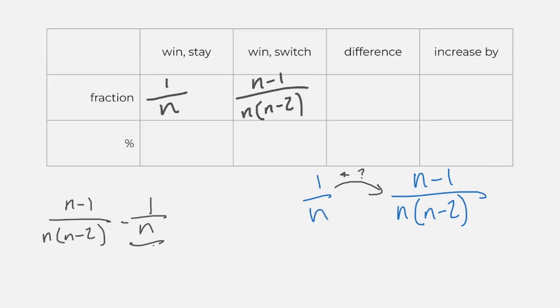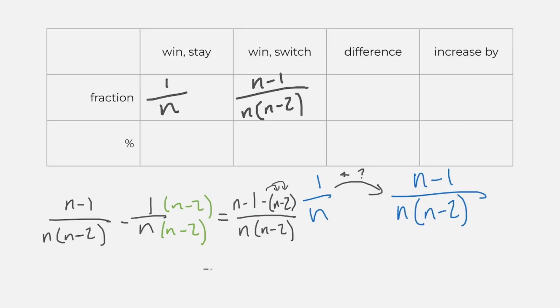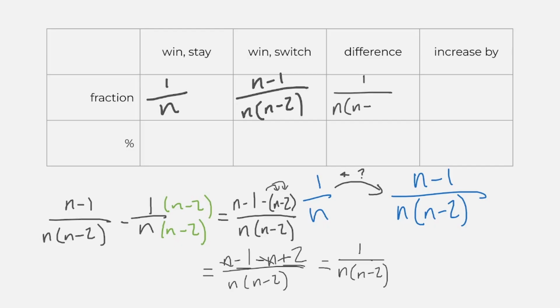Okay, to get common denominators, we need this side to have that n minus 2. Let's do n minus 2 and n minus 2. So on the bottom, we have n times n minus 2. And on the top, we have n minus 1 minus n minus 2. Okay, when we distribute the minus, that's going to give us n minus 1 minus n plus 2. The n's cancel. We just have negative 1 plus 2, which is 1 over n times n minus 2. Let's go ahead and fill that in. We have 1 over n times n minus 2.